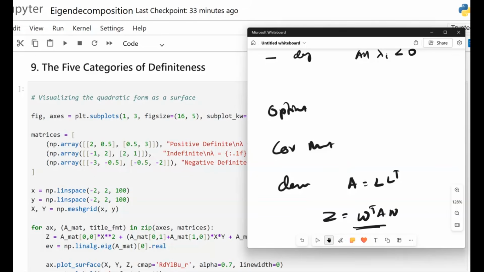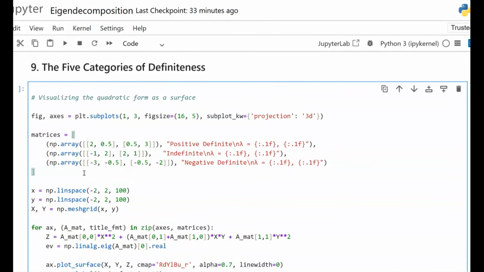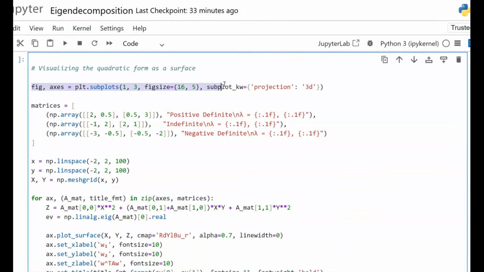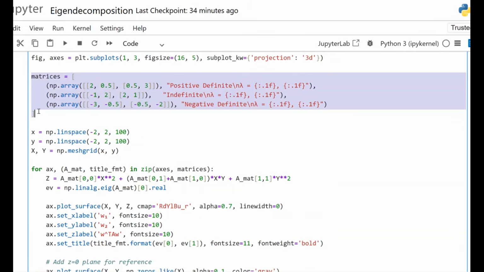Yes, we are going to visualize this quadratic form as a 3D surface for 3 classes of symmetric matrix, so making definiteness geometric explicitly. So here, kindly observe, dear friends, we are going to create 3D subplots. One is for positive definite, and the next ones for indefinite and negative definite. So here we are defining the matrices and the titles. Each matrix is symmetric, ensuring real eigenvalues and orthogonal principal directions.